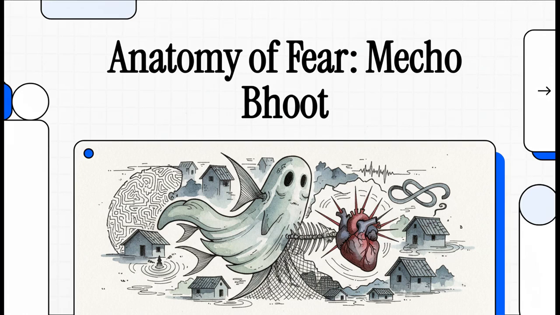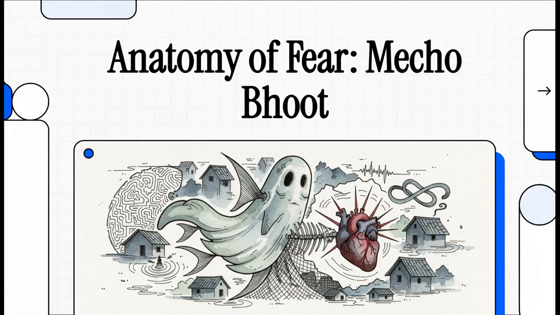All right, today we're diving into a story that is seriously chilling. It's a Hindi horror story called Mecho Bhoot, which means the fish ghost. But we're not just here to get spooked, right? We're gonna tear this thing apart, really deconstruct it, and see exactly what makes it so terrifying. It's all about how the story builds this feeling of absolute, inescapable dread.